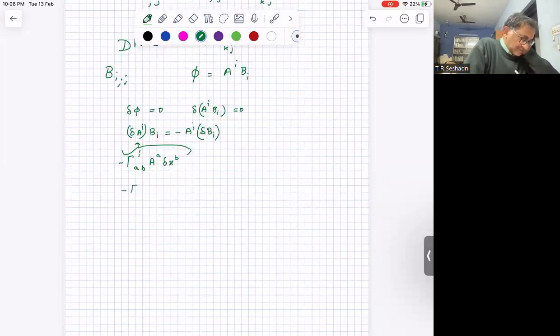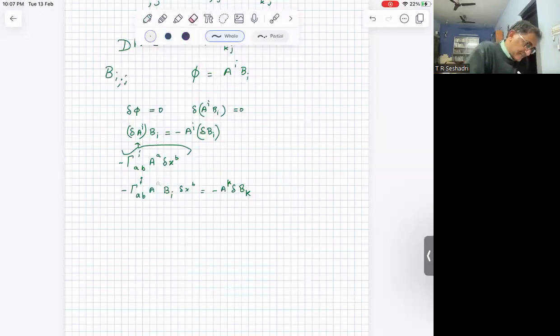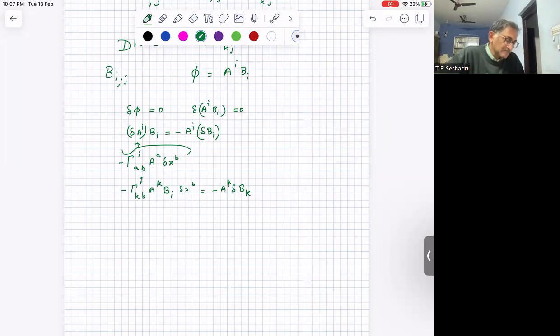Now I have minus gamma iab Aa Bi delta xb is equal to minus Ai delta Bi. All right. Now let me just make some changes in dummy indices. I'll make it K. I'll make it K. And I will make this A dummy index also K.